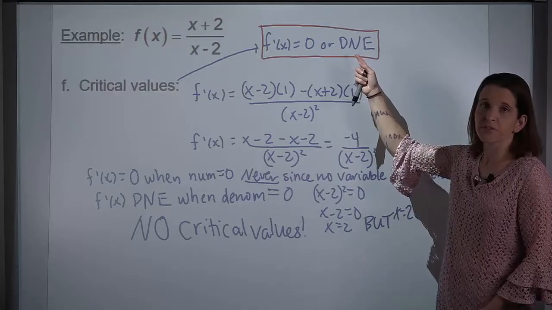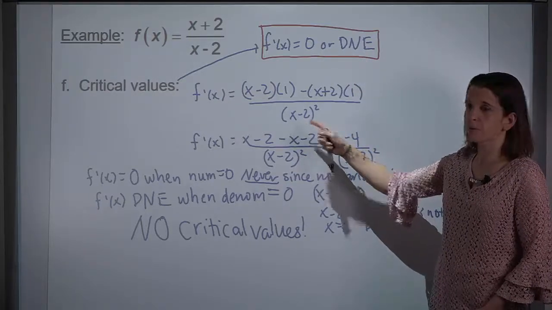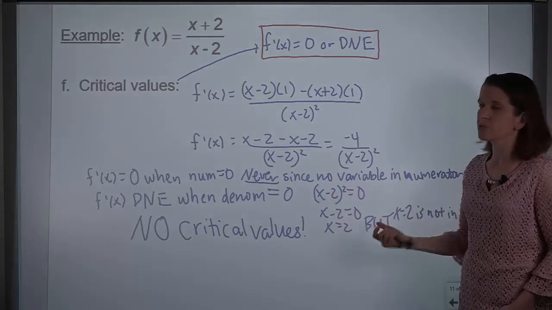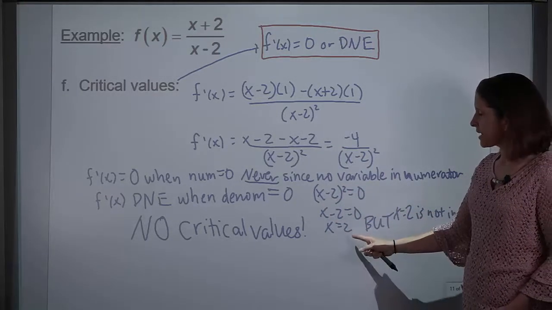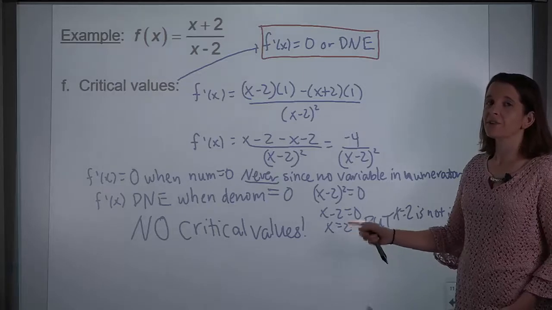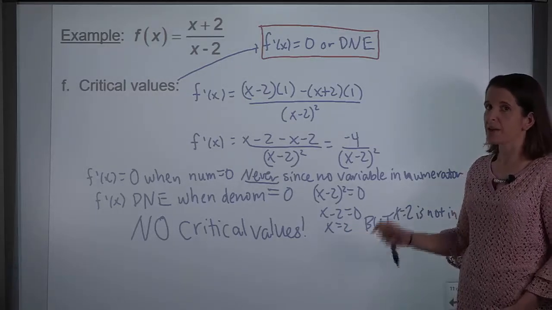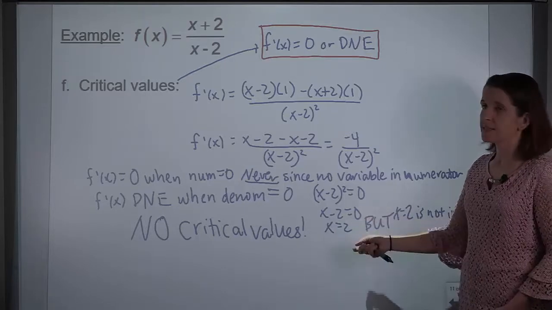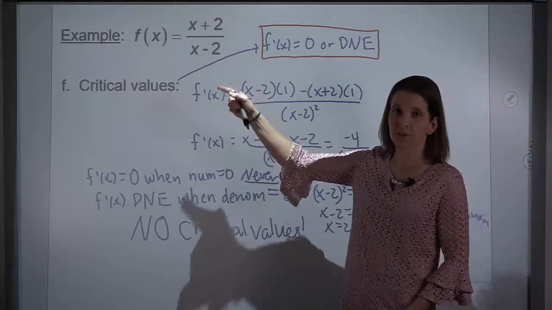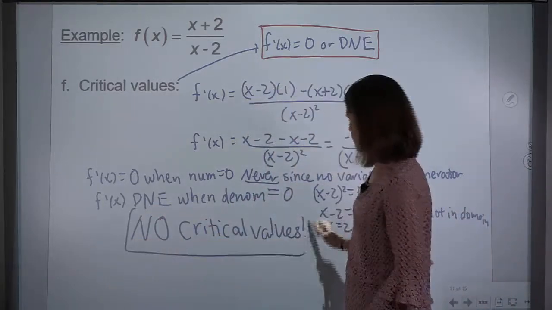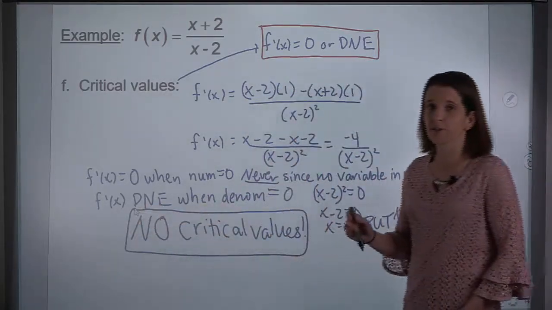Then the derivative won't exist when the bottom is equal to 0. But the bottom equals 0, I can square root, and I'm back to x minus 2 equals 0. I get x equals 2. That is not in the domain of the original function, so I cannot actually call it a critical value. It will still show up on my table, but it is not actually a critical value. So your answer to part F that you would write over on that side of the page is that there are no critical values.